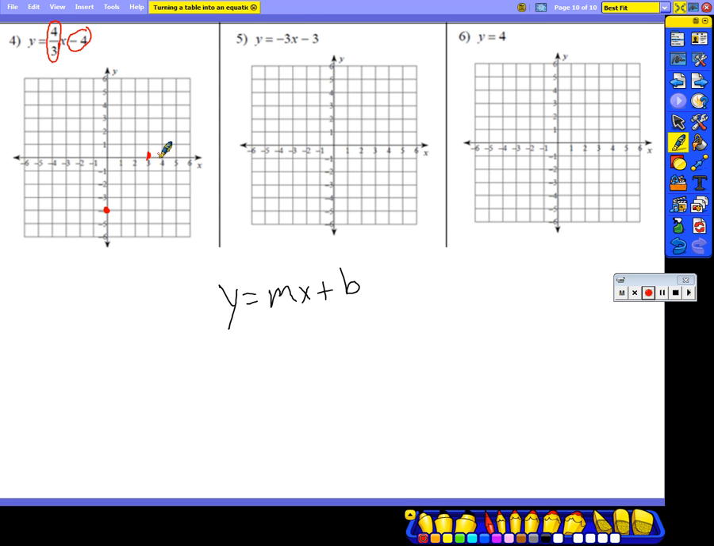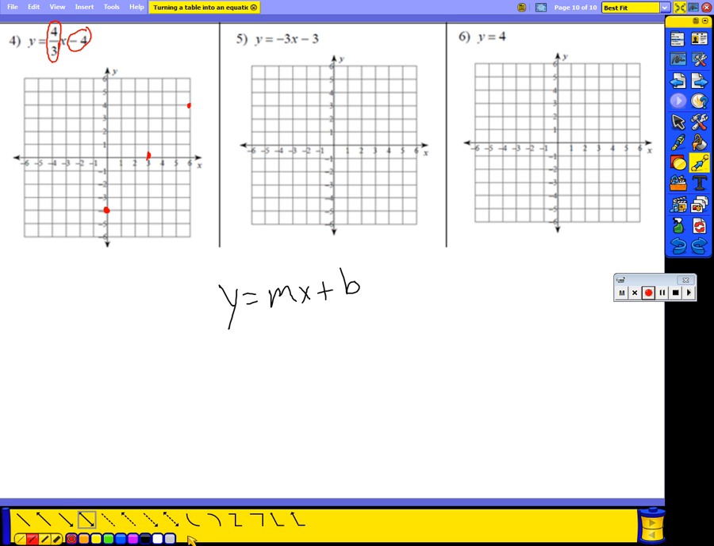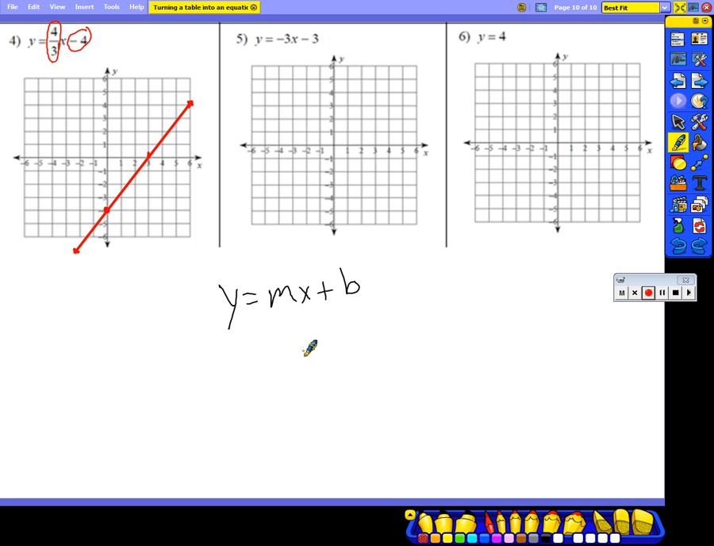And then I'm going to do it again. I'm going to rise 1, 2, 3, 4, and run over 1, 2, 3. Put a point there. Usually I would do it this way, but it kind of looks like it's going off the graph there. So now that I've got several points there, I can connect them. And there's my graph.